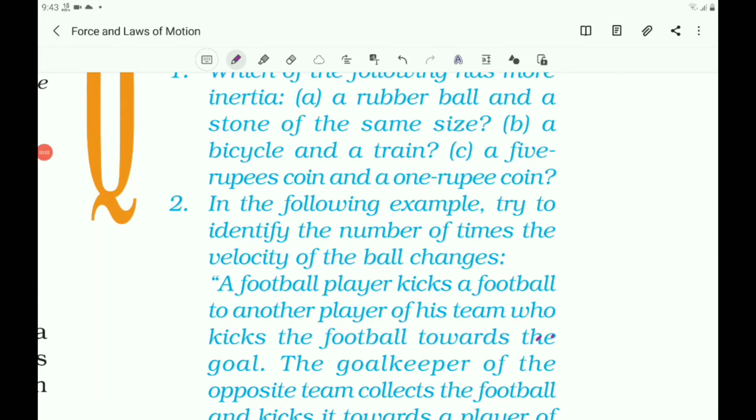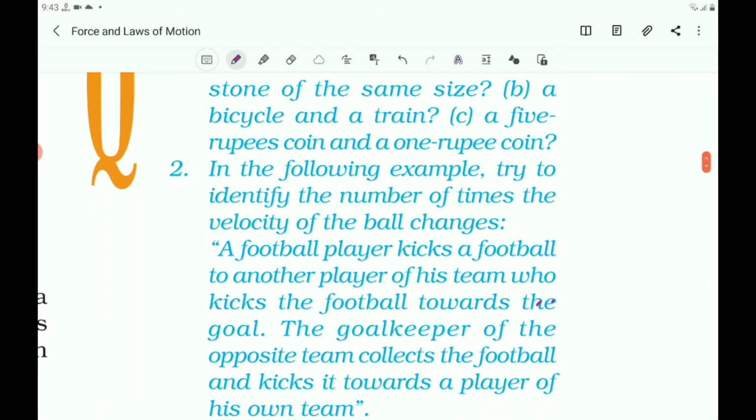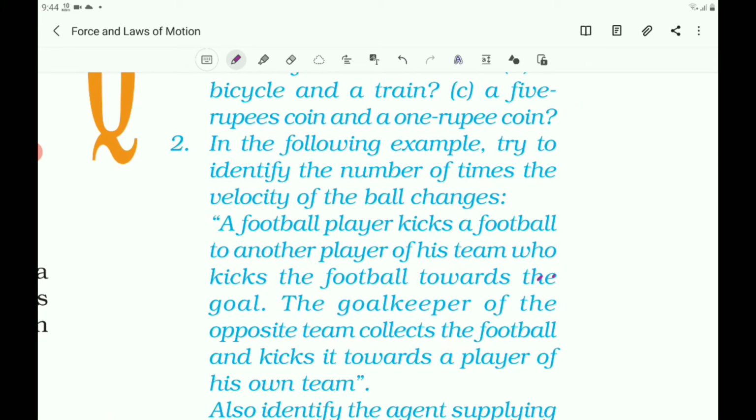Second question. In the following example, try to identify the number of times the velocity of the ball changes. A football player kicks a football to another player of his team who kicks the football towards the goal. The goalkeeper of the opposite team collects the football and kicks it towards a player of his team. Whenever force is applied on the ball, the velocity of the ball will change. Here we have to find the situations in which force is applied.